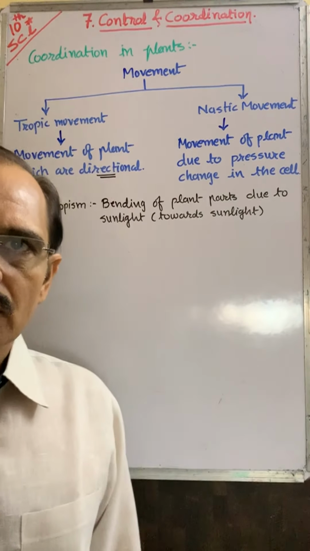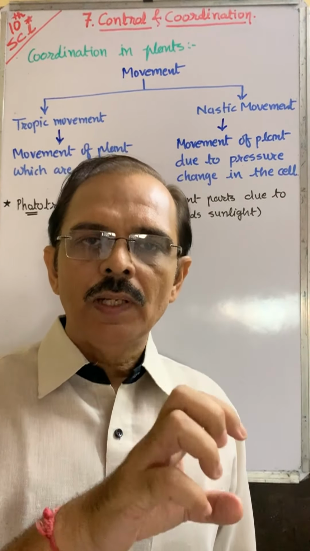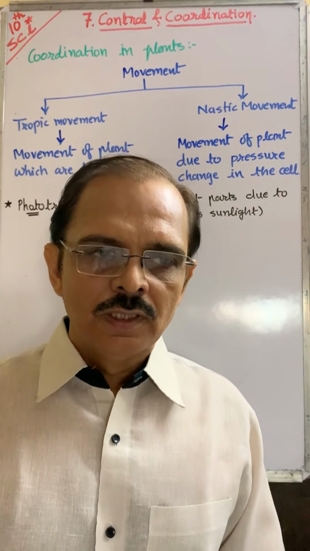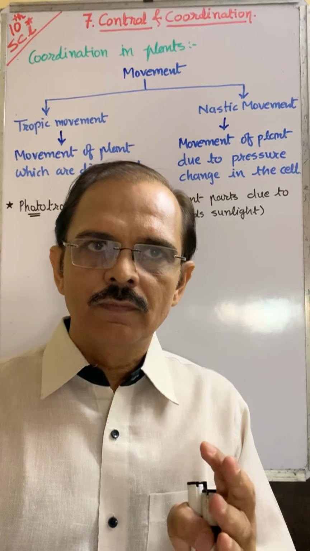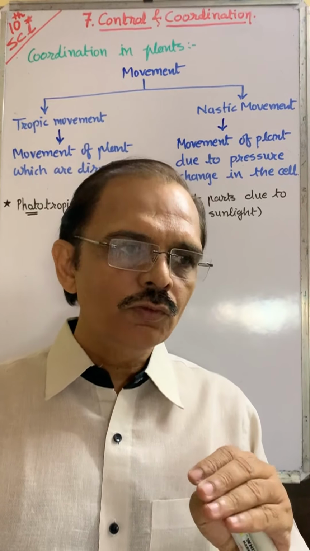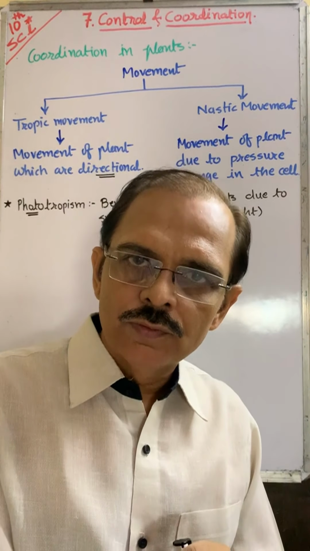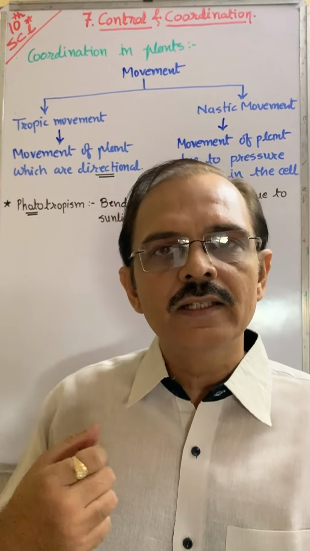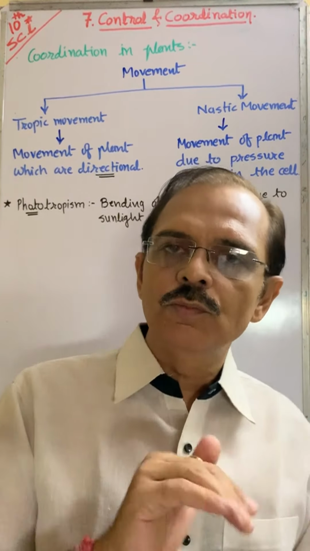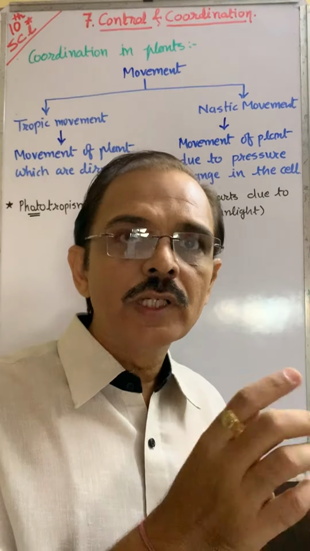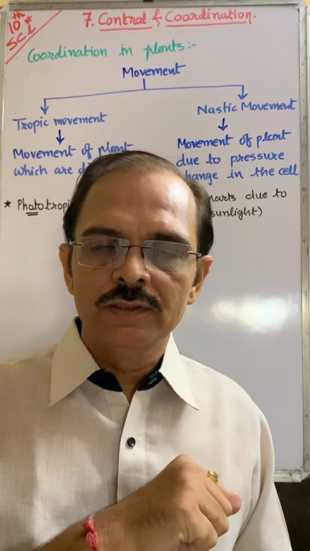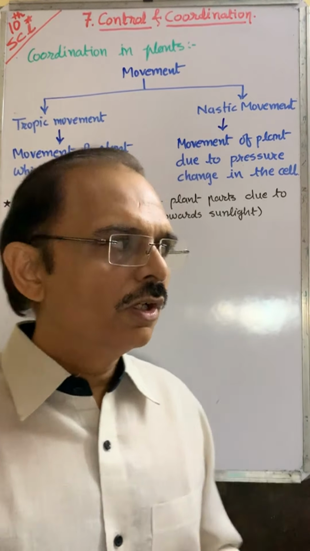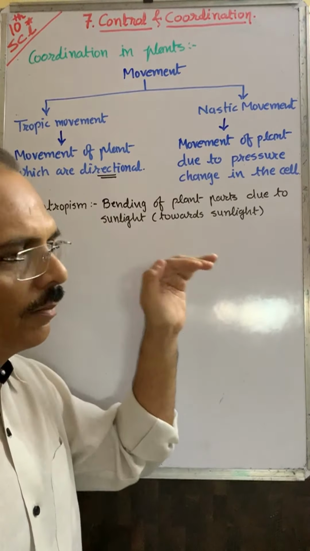If you place a pot near the window, the plant inside this pot starts growing and it always tries to move outside the window, not towards the room, not inside the room, because outside the window there is light, and so the plant always moves or bends towards the light.